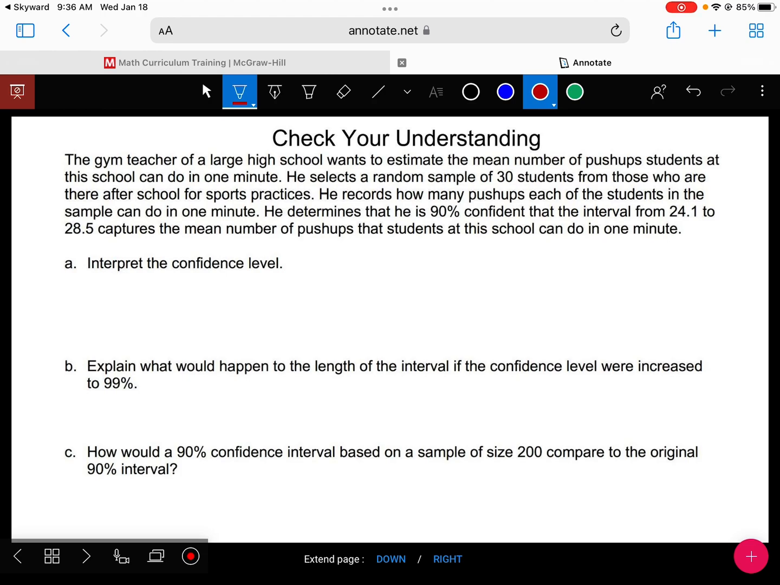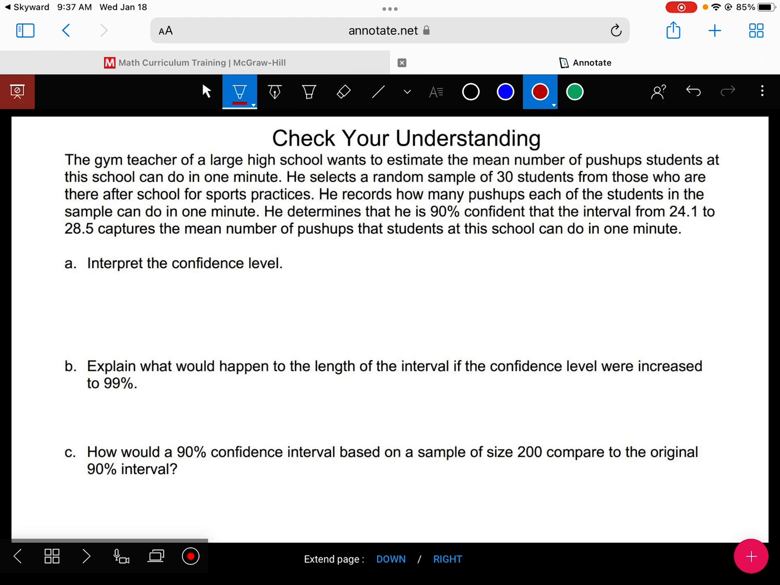Yes, so the only thing I would change about that is our parameter here is the mean. So it would capture the true mean. That's the only thing I would change about what you said. If the gym teacher takes many, many samples and calculates a confidence interval for each, about 90% of them would capture the true mean number of push-ups for students at this school.